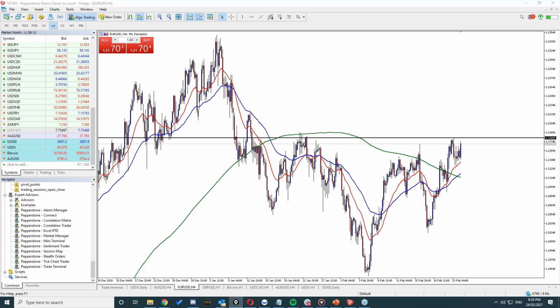Wait for the pullbacks because it's always a more quality entry. Don't forget that a healthy trend is one that comes back and does a 2 steps forward, 1 step back approach. Okay, it's always better to have a trend doing that than a trend going straight up in a straight line. Sometimes they're the ones you don't want to be involved in because the lashback can be very, very extreme.